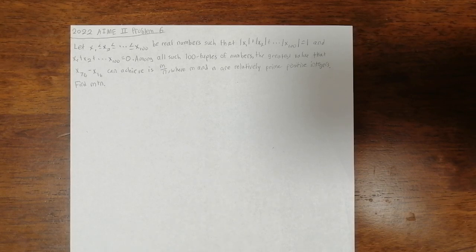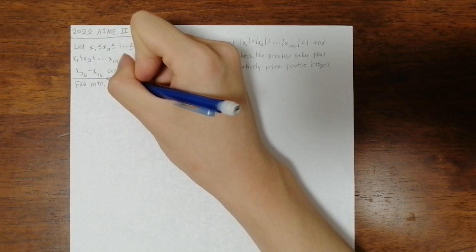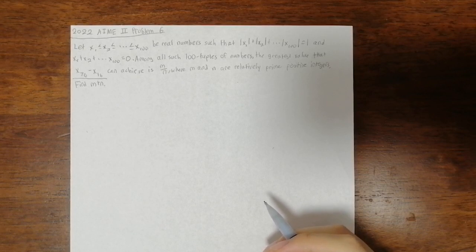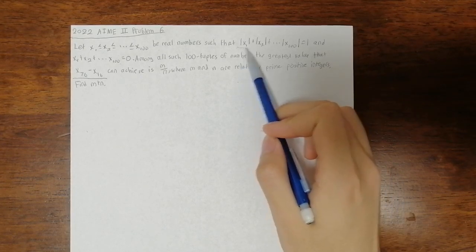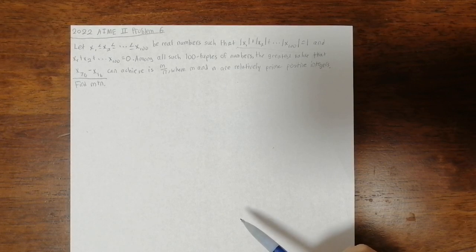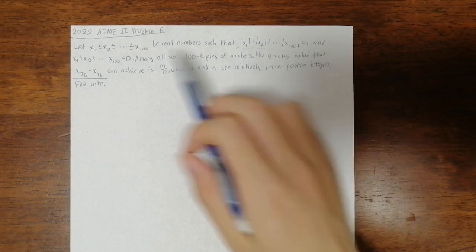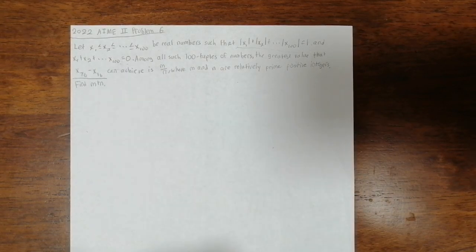And we are asked to maximize the difference x76 minus x16. So let's just try to maybe make some deductions from this information. So we have that these terms are in increasing order. And we know that if we take the absolute value of each of the terms and then add them up, we get one more than if we were to just add them all together. So what does this tell us about the sum of all the negative terms in the sequence?